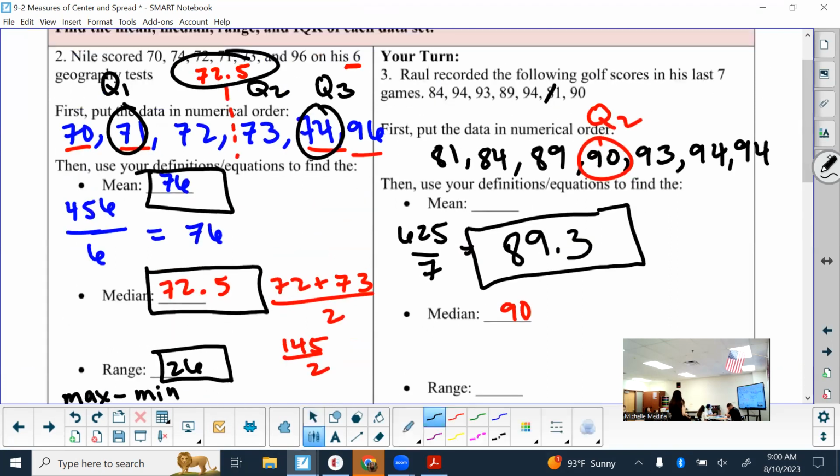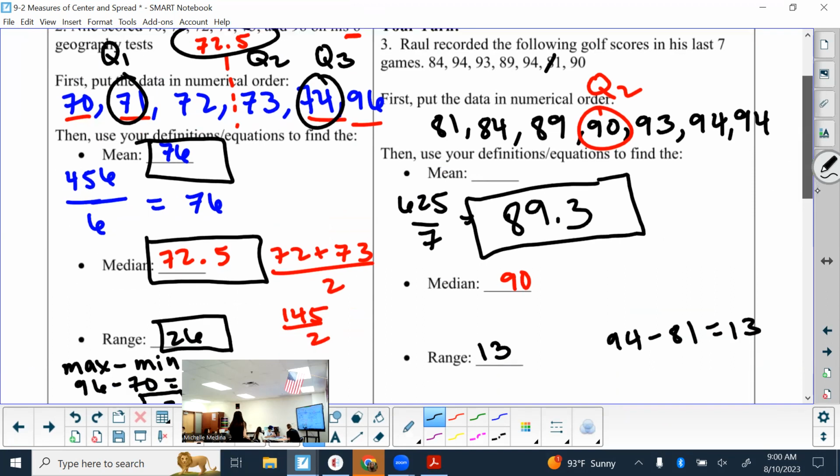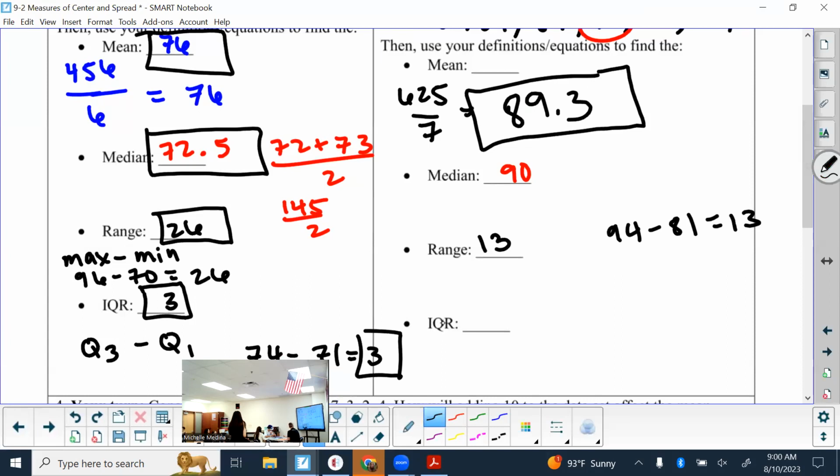What's the range, Vanessa? 13. So biggest minus smallest. 74 minus 81 is 13. All right, but IQR. What's the formula for IQR, Melanie? Okay, good. So we need to figure out what those are. We haven't said them yet.